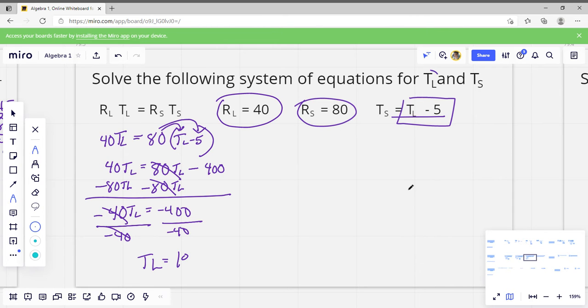We were supposed to solve for TL and TS. So we've got TL equals 10, and TS equals. Our TL we figured out was 10. Now we can just plug that value into here. So this says that TS is equal to TL, which is 10 minus 5. 10 minus 5 is 5. So TS equals 5.